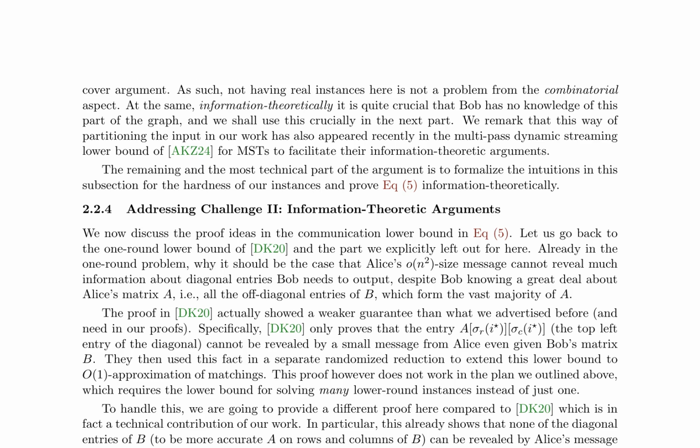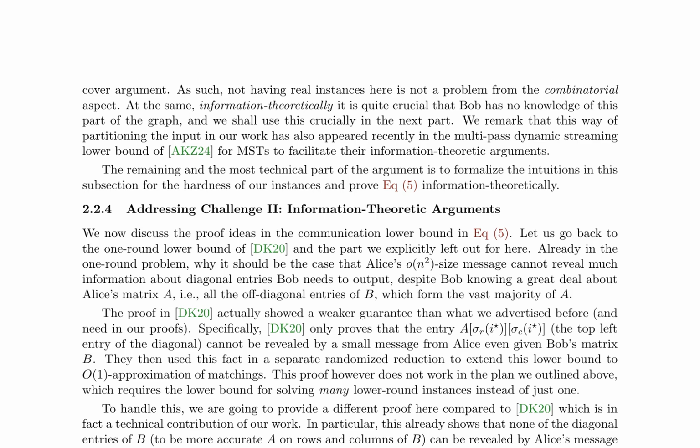They revisit the one-round lower bound of DK20 and provide a new proof that shows none of the diagonal entries of B can be revealed by Alice's message. This is done by considering the input permutations sigma R and sigma C given to Bob and defining two sets of rows and columns, T_row and T_col.